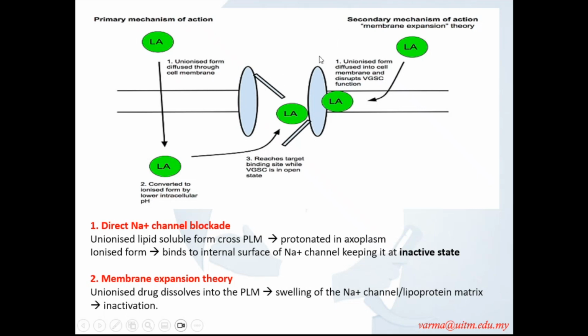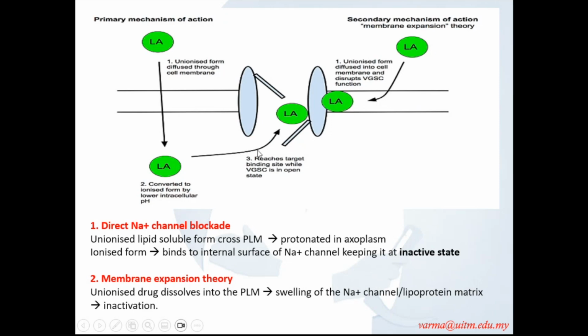They do not come and bind here. This is not like a muscle relaxant. You give LA, LA goes straight away and blocks this channel at the outer part? No. For LA, you have to mention this keyword: the lipid soluble unionized form diffuses through the phospholipid membrane. At the cytoplasm, they get protonated or ionized, and the ionized form of the LA will bind to the internal surface of the voltage gated sodium channel and keep it at the inactive state.